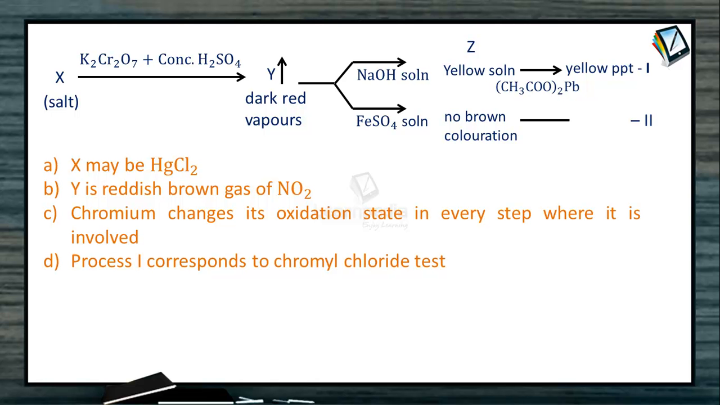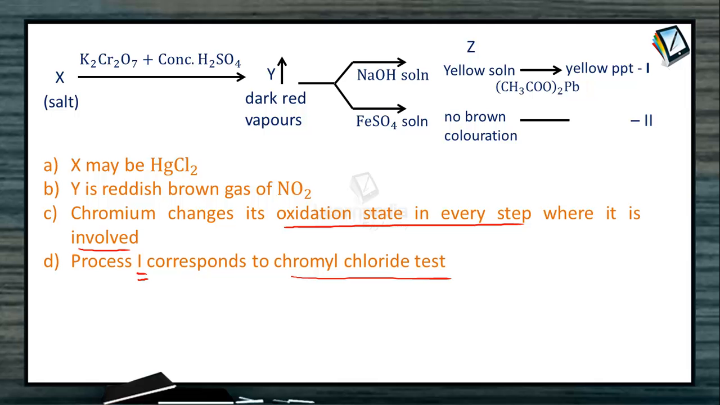Whereas the same Y, when passed into ferrous sulfate solution, no brown coloration is observed. That is the second observation made. Then from these observations, is X mercury chloride? Is Y the reddish brown gas NO2? Chromium changes its oxidation state in every step where it is involved, and process 1 corresponds to the chromyl chloride test.